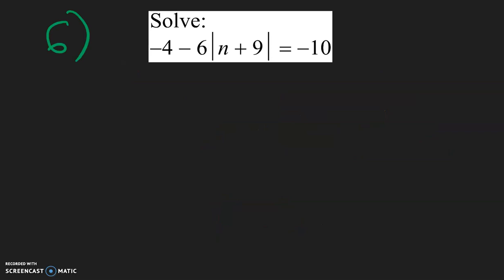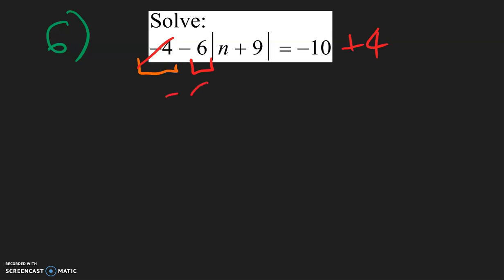For number 6, looking outside of the absolute value lines, we have two numbers. We have this -4 and we have this -6. So let's look at this. This -6 is being multiplied to the absolute value, so we need to divide. And we always do that second. So if there's something to move, we move it first. So let's go ahead and move the -4 first. Becomes a +4 on the other side.